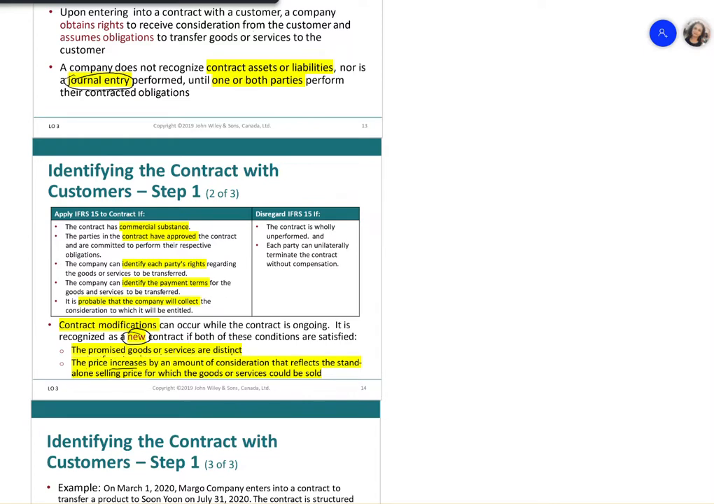The price increases by the amount of consideration that reflects the standalone selling price for which the goods and services could be sold. So if you're increasing the amount or the price of the consideration, then you have to create a new contract. Then it's not the same contract anymore. So if both of these conditions are met, then it cannot be under the existing contract. It will be under the new contract.